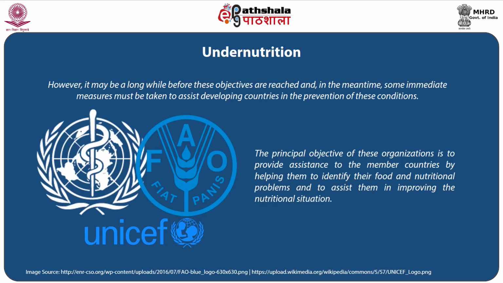However, it may be a long while before these objectives are reached, and in the meantime, some immediate measures must be taken to assist developing countries in the prevention of these conditions. The World Health Organization, the Food and Agriculture Organization of the United Nations, and the United Nations Children's Fund, UNICEF, are cooperating towards this objective. The principal objective of these organizations is to provide assistance to the member countries by helping them to identify their food and nutritional problems and to assist them in improving the nutritional situation.